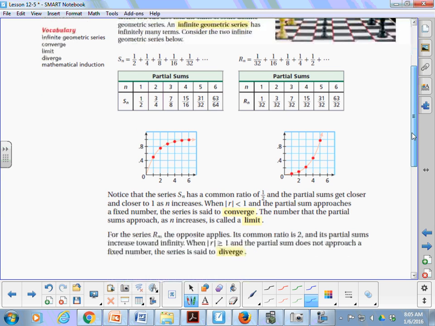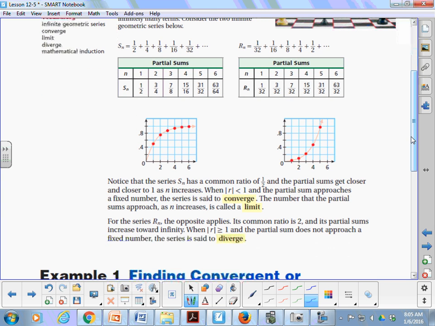So we have two different types of infinite geometric series. We have ones that converge, and when they converge, the absolute value of r is less than 1. So it's between 0 and 1. Okay? And we say that those have what's called a limit. And for those of you who go on and do calculus someday, you'll talk about limits when you get into calculus. Basically all that means is that the numbers are getting closer and closer to a specific value, a specific limit.